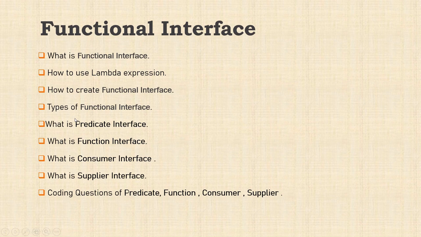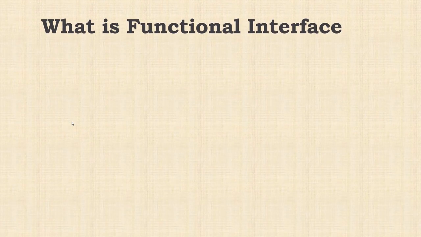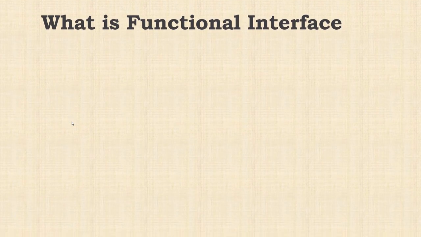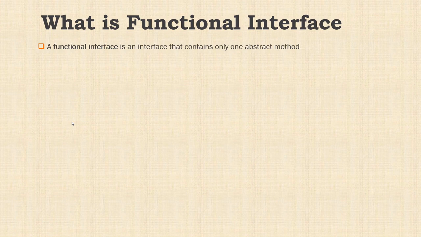It will take some time to understand all the core concepts of functional interface. So we'll do one by one. So let's get started. First, what is functional interface? A functional interface is an interface that contains only one abstract method.